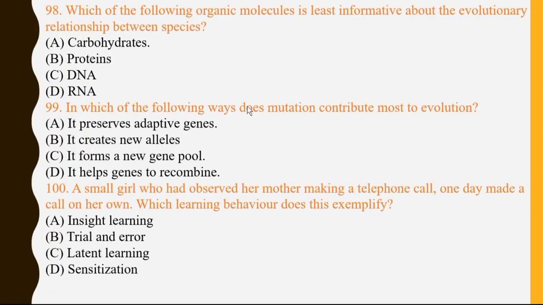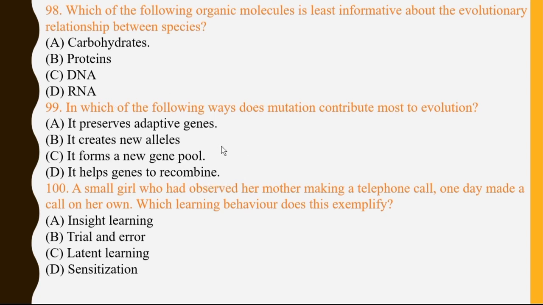In which of the following ways does mutation contribute most to evolution? A. It preserves adaptive genes. B. It creates new alleles. C. It forms a new gene pool. D. It helps genes to recombine.